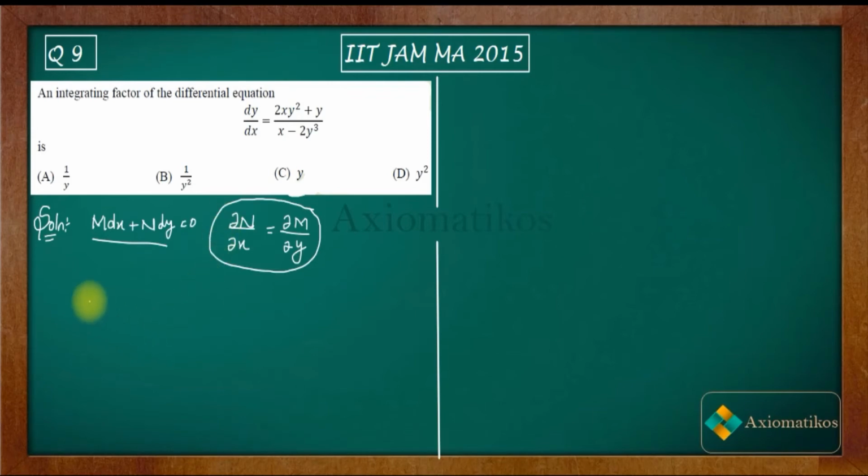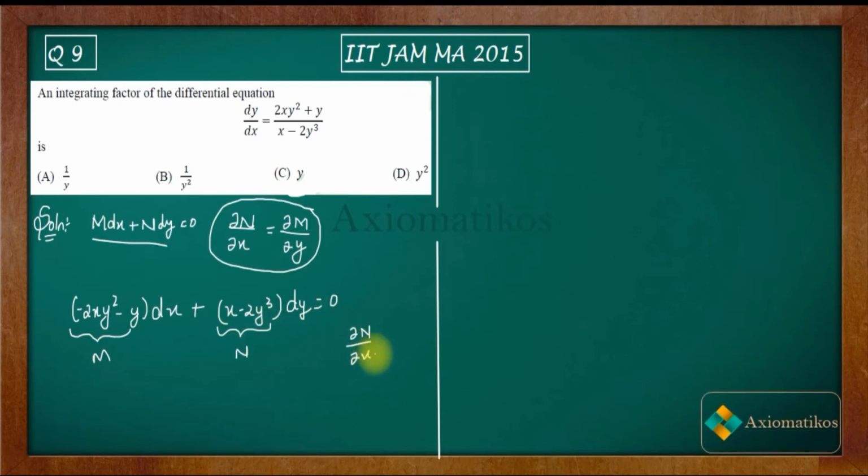So see what equation we have. I will just multiply this on the right hand side and then write it properly. So you have this equation in your hand: minus 2xy square minus y dx plus x minus 2y cube dy. This is what you can write. Let us consider this as your M and this as your N. What you can check is that del N over del x is not equal to del M over del y. This equation is not exact. You can check this right now yourself.